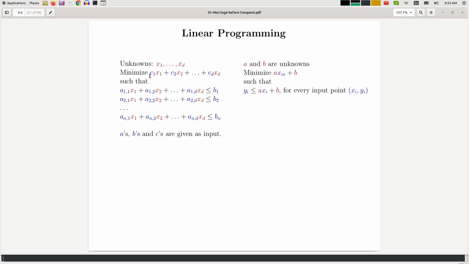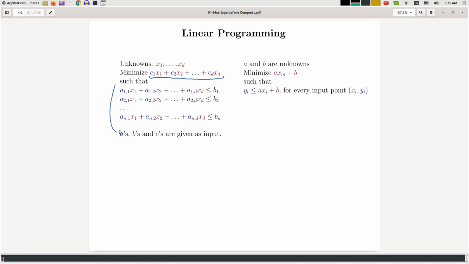The c's define a linear function in this form. And the ai's and bi's define a number of constraints, so a number of inequalities. In particular, we want to find the value for x1 up to xd that minimizes this function while satisfying all of these constraints. Okay. In our problem for finding the bridge, we have a two-dimensional linear program.